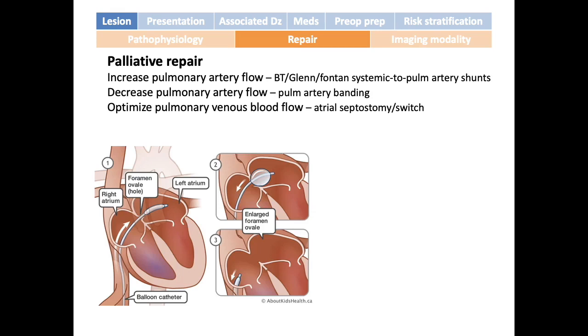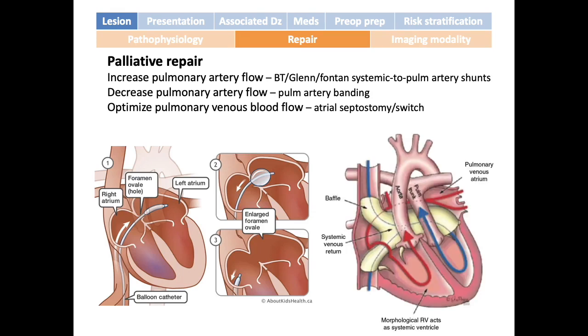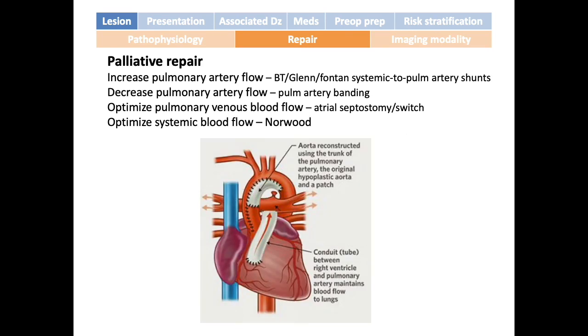These procedures include atrial septostomy, or even atrial switch using a baffle to redirect venous return to the left atrium, in cases of TGA. Finally, procedures to optimize systemic blood flow such as the Norwood operation can be performed. A new aorta is constructed using the pulmonary trunk graft but arises from the right heart, the PDA is ligated, and a Sano shunt may be implanted to supply blood to the pulmonary arteries.